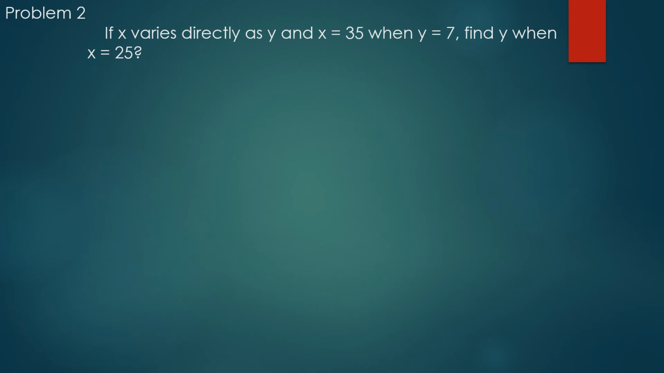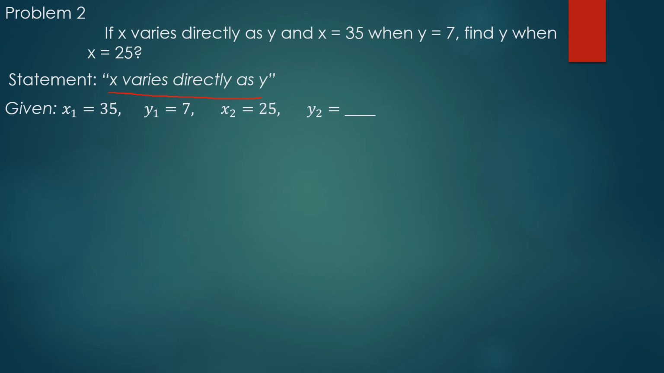Okay, so here is your problem. The first thing you will do is to find the variation statement. Your variation statement is x varies directly as y. After that, identify the given.